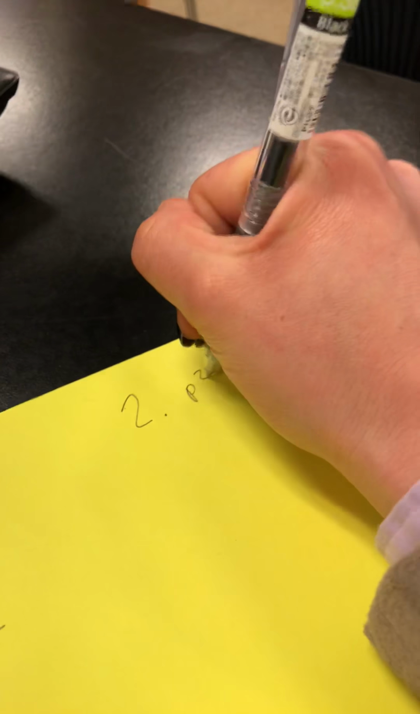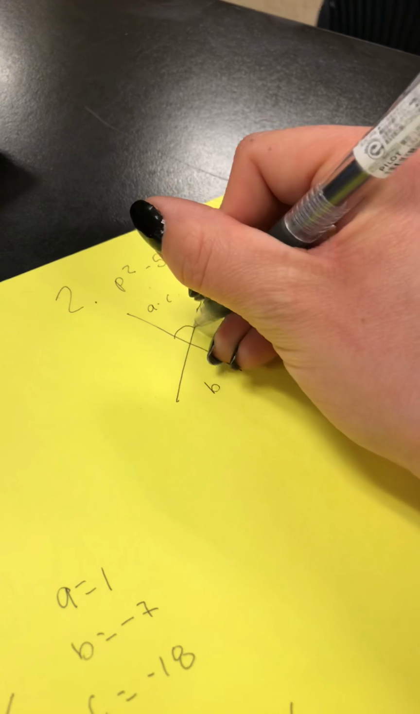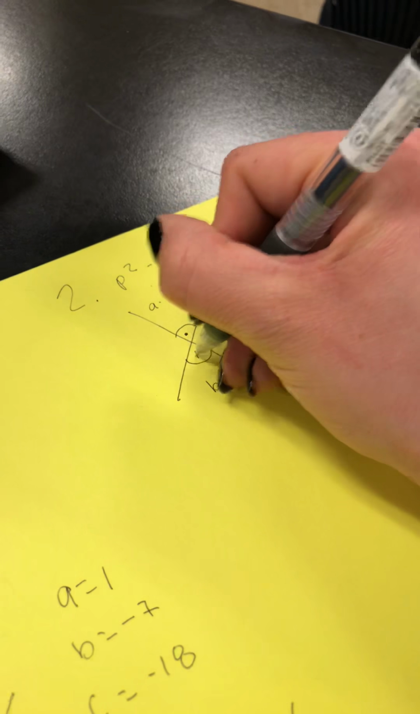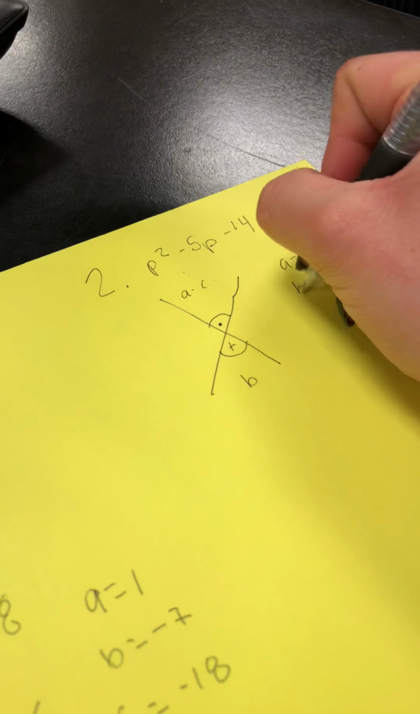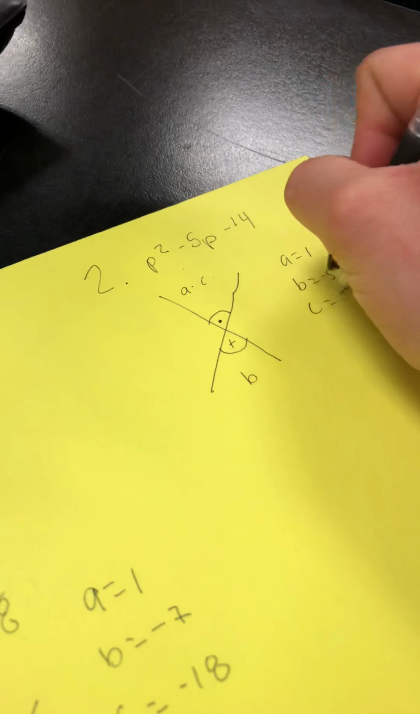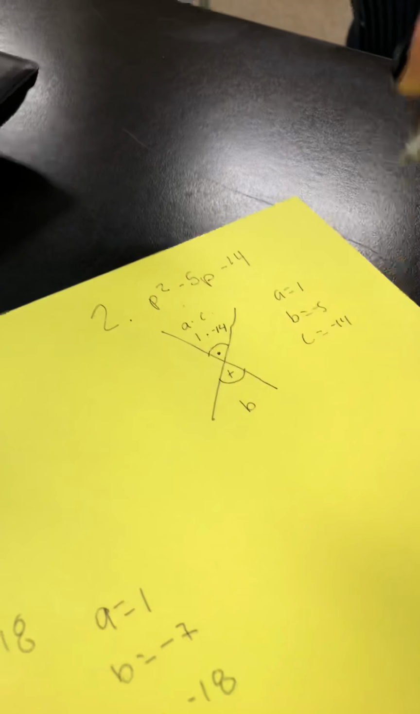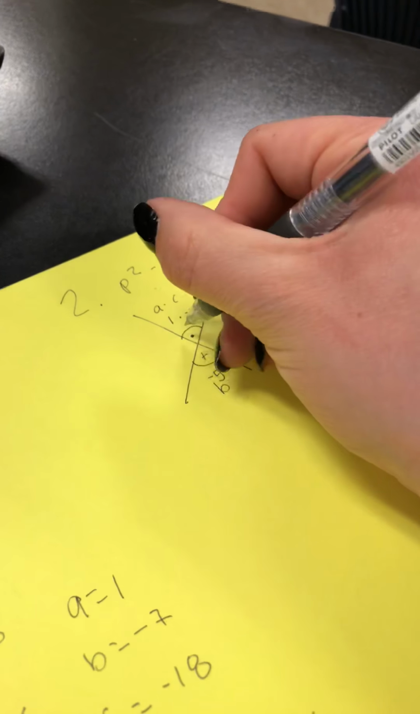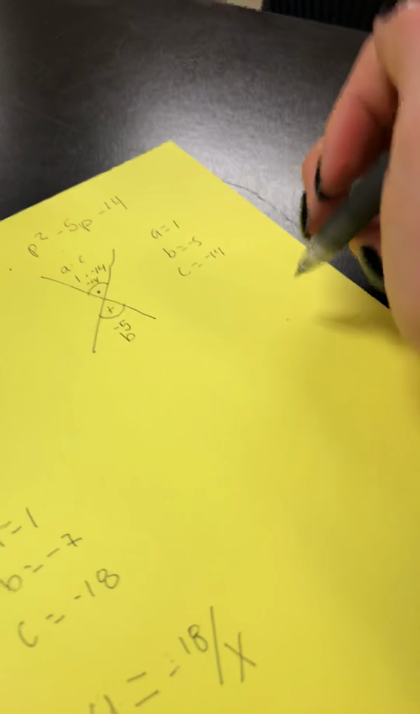Number 2 is p squared minus 5p minus 14. Again, I'm going to set up my x, a times c, and my b. My pockets on the top are multiplication. My pocket on the bottom is addition. My a is 1. My b is negative 5. My c is negative 14. My a times c is 1 times negative 14. My b is negative 5. I want something that multiplies to get me negative 14, that adds to get me negative 5.